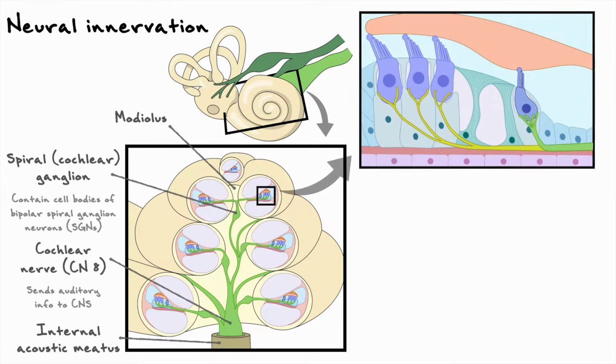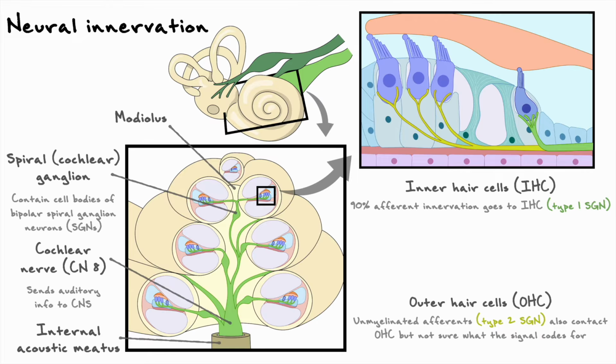Now, if we consider our organ of Corti, it turns out that there are two types of spiral ganglion neurons. 90 to 95% of the afferents that innervate the cochlea are type 1 and contact inner hair cells, whereas the remaining 5 to 10% that make up the type 2 spiral ganglion neurons contact outer hair cells.